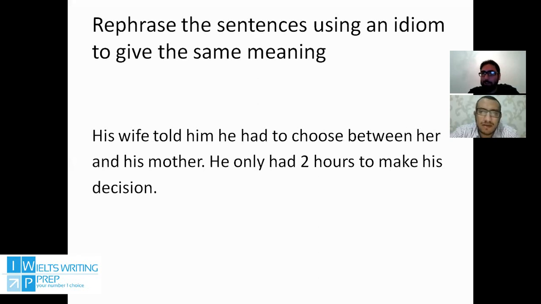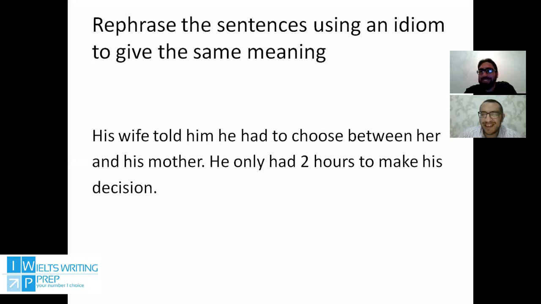We always have the fights between the in-laws and stuff, yeah? Okay. So his wife told him he had to choose between her and his mother. He only had two hours to make a decision. So what does he have to do? He has to take some kind of action here, yeah? So what did she tell him? She told him you can't do what? You can't sit on the fence.